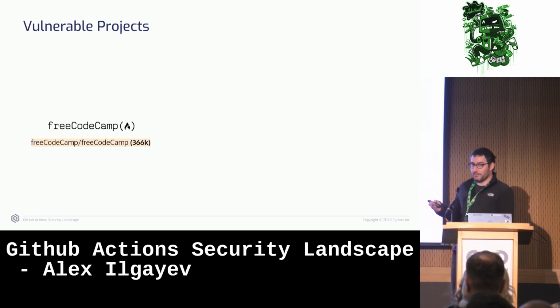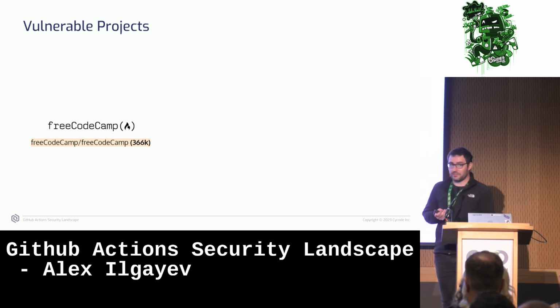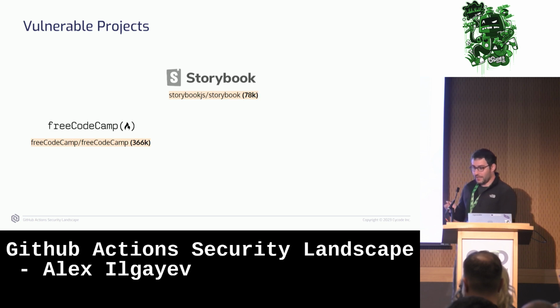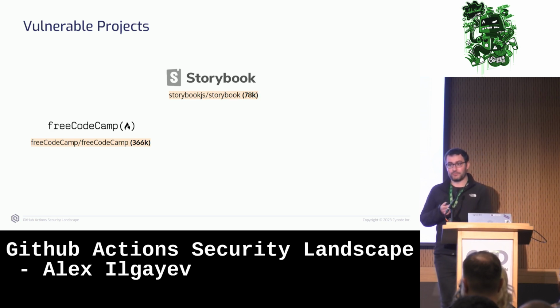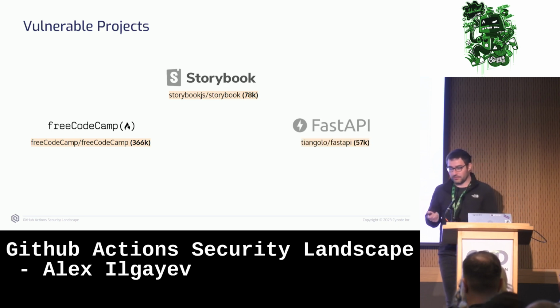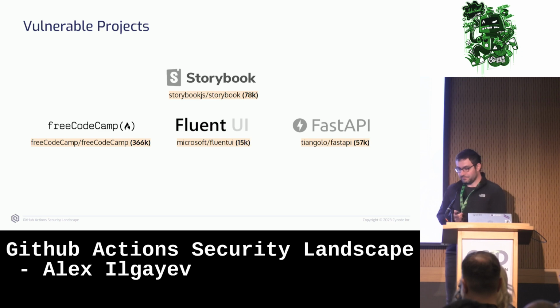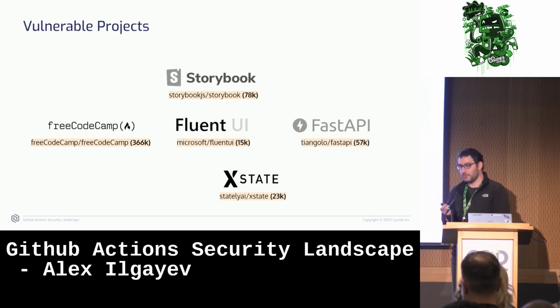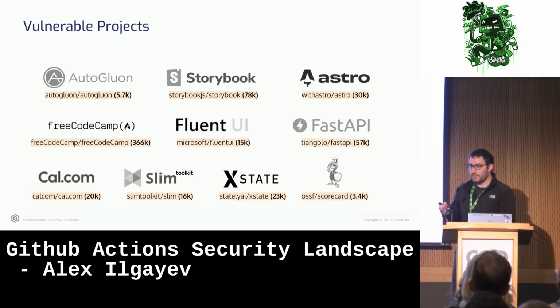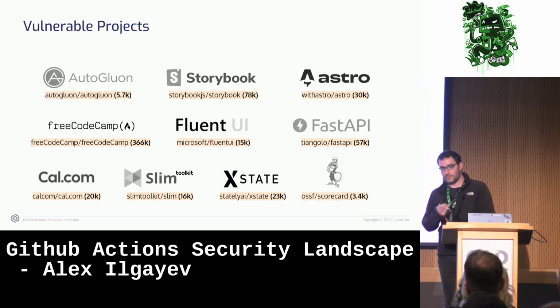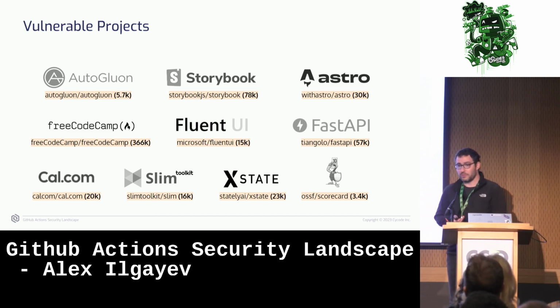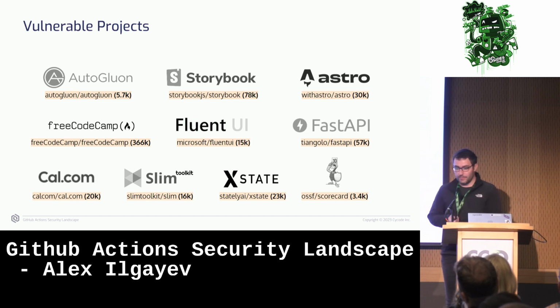We found that FreeCodeCamp, the most popular repository on GitHub, was vulnerable. Storybook, one of the most popular front-end NPM packages, is also vulnerable. You can see the number of stars for each package. FastAPI, one of the most popular packages for Python, a really popular web server. Fluent UI is a popular UI front-end framework by Microsoft. XState is an additional popular package by Stately. And many, many more: Slim Toolkit, Astro, AutoGluon, a machine learning framework by AWS, and many, many more.